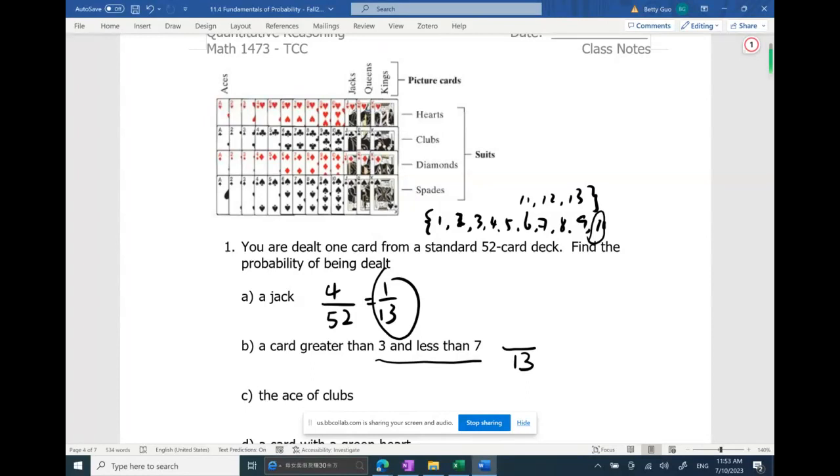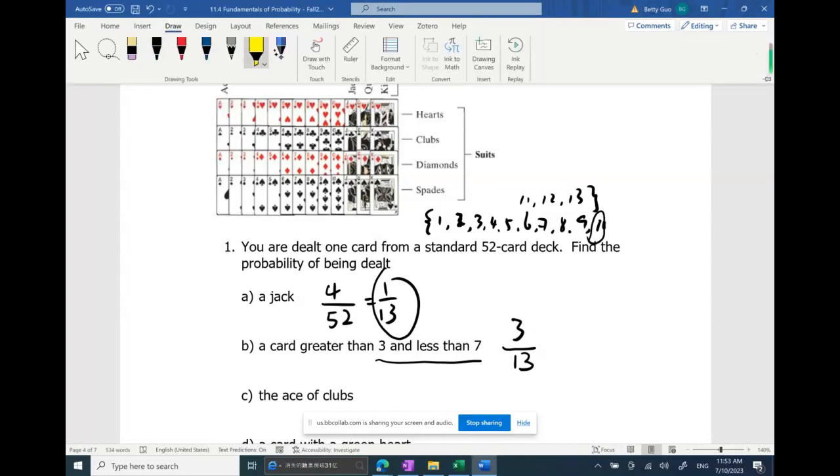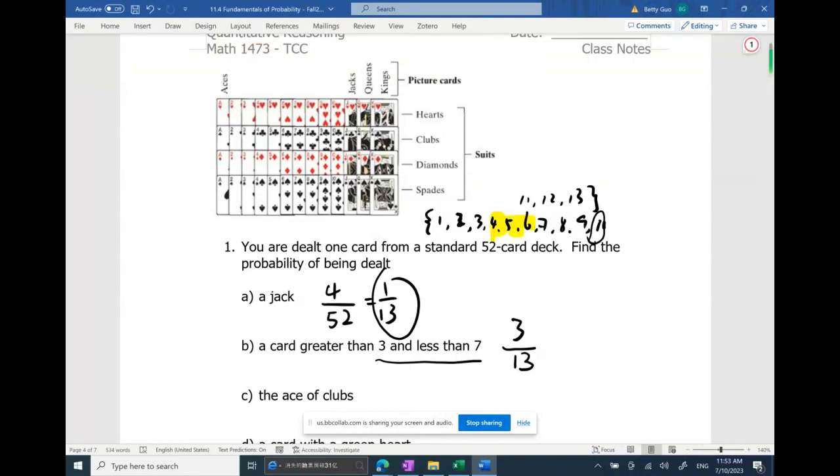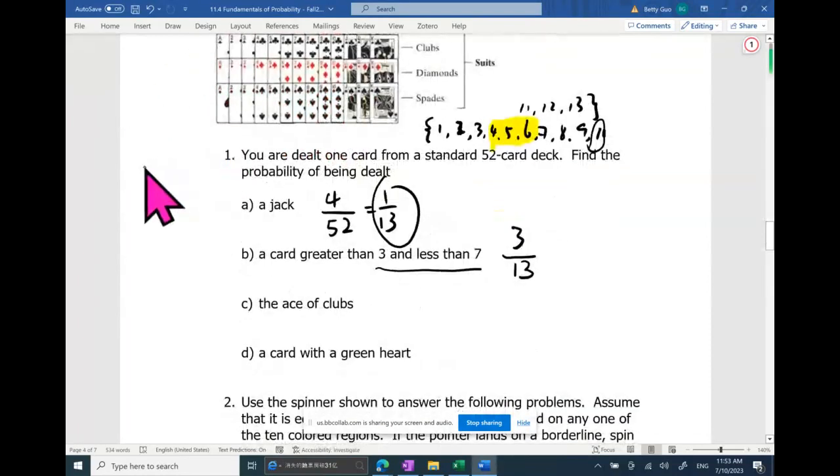So bigger than 3 does not include the 3. So start from 4, 5, 6, and strictly less than 7, right? So only 3 outcomes favor the event. Do not include the 3, do not include the 7. So 3 over 13.